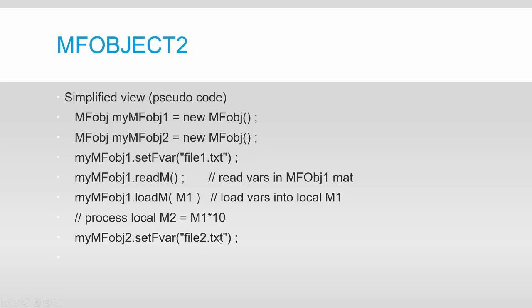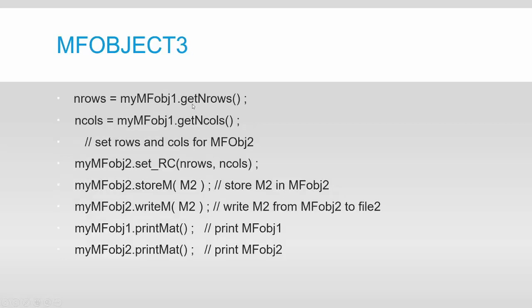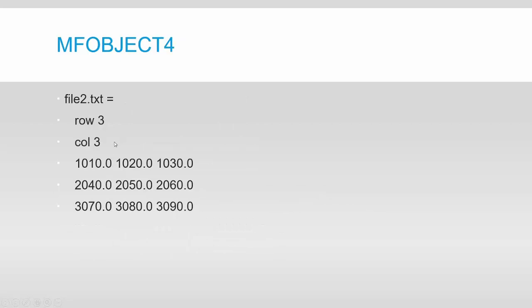This is the output file, we're going to move M2 into the output file. We set the file var for the second object, get the dimensions of the first matrix. M1 and M2 have the same dimensions, and then pass in the number of rows and columns into the second object, store the matrix into the second object, and then write it to a file, and then print the contents of the first object and the second object. And this is what happens. This is the output of file 2.